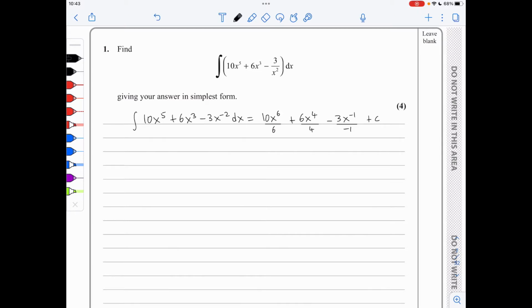Now this simplifies to 5x to the 6 over 3 plus 3x to the 4 over 2, and it's going to be plus 3 over x plus c.